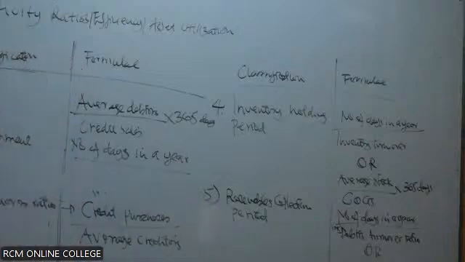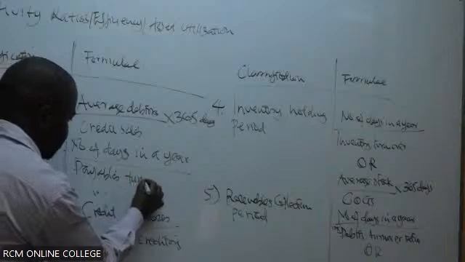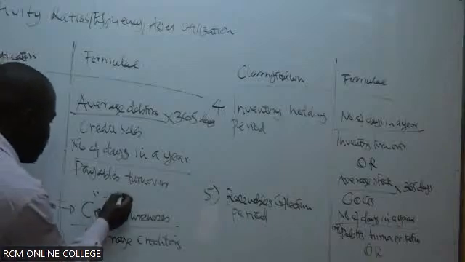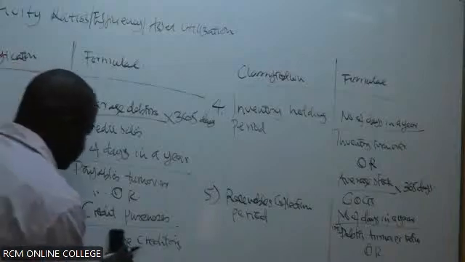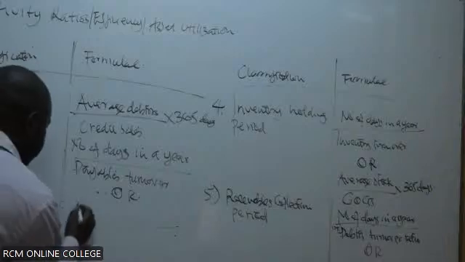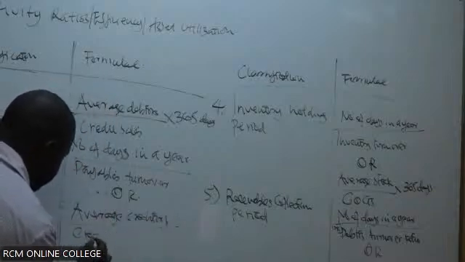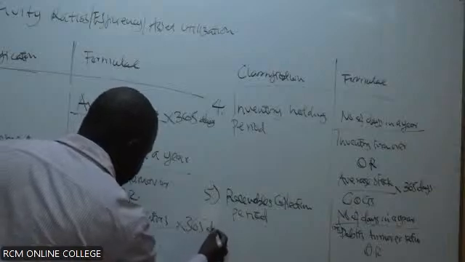You divide by this ratio, the payables turnover. You know now the drill. Or you reverse: average creditors over credit purchases multiply by 365. In this case, we reverse these ones. So average creditors, you divide by credit purchases, multiply by 365 days. So the answer will actually also be in days.